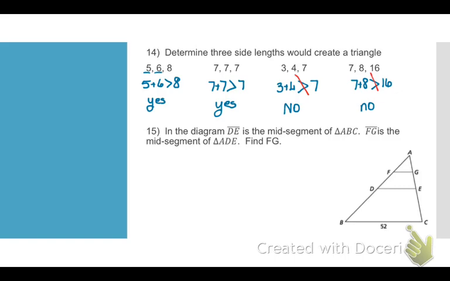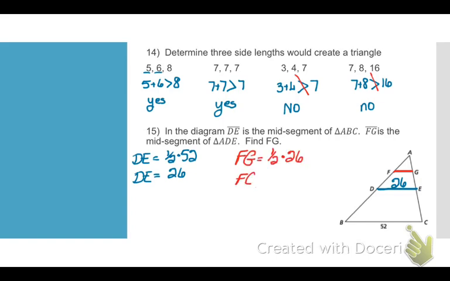In the diagram, DE is the midsegment of triangle ABC. FG is the midsegment of triangle ADE. Find the length of FG. Well, in order to do this, first I'm going to have to find the length of DE and then FG. So DE is the midsegment. I know it is exactly half of the third side, so half of 52 is 26. And FG is the midsegment. It has to be exactly half of the third side, which is 26. So half of 26 is 13.